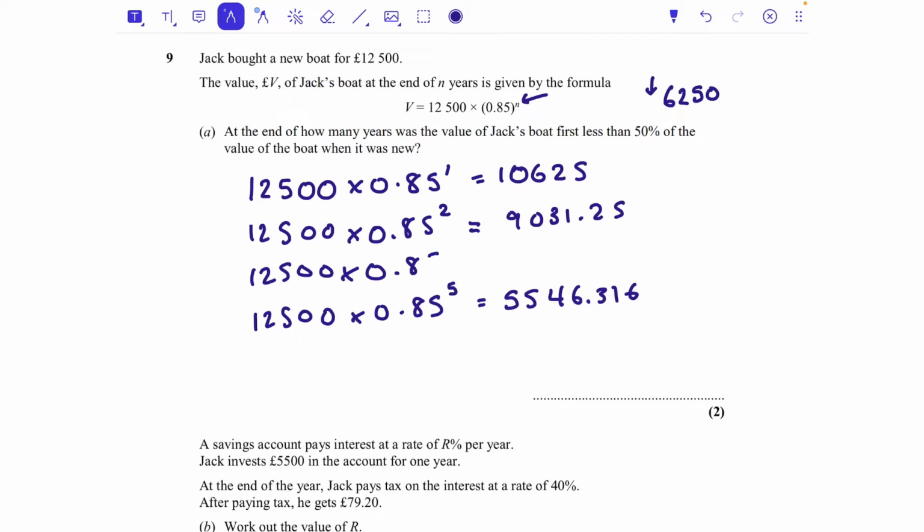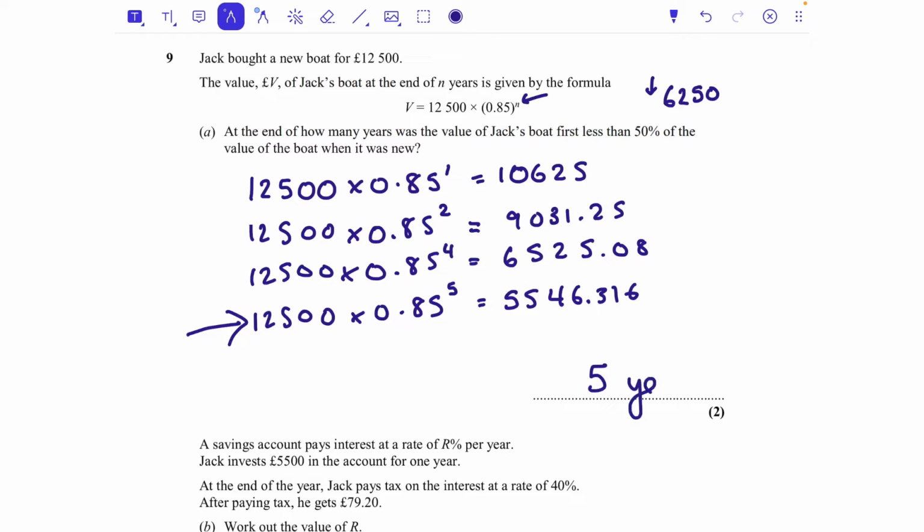4 wasn't below, sorry. So let's change it to a 4 and see if that was above or below. That was 6,525, so that was still above. Okay, great. So this was the first time that it went below, so 5 years.